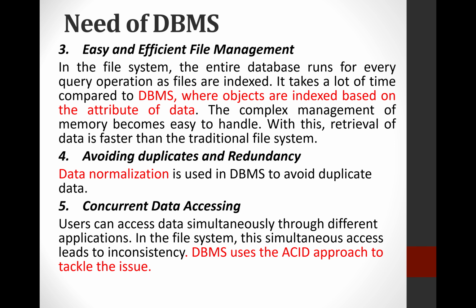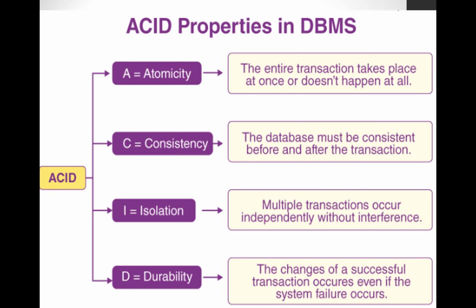Fourth is avoiding duplicates and redundancy. Data normalization is used in DBMS to avoid duplicate data. Fifth and the last is concurrent data accessing. Users can access data simultaneously through different applications. In a file system, this simultaneous access leads to inconsistency. DBMS uses the ACID approach to tackle the issue. So the ACID approach basically consists of A, Atomicity, C, Consistency, I, Isolation and D, Durability. Yes, thank you.